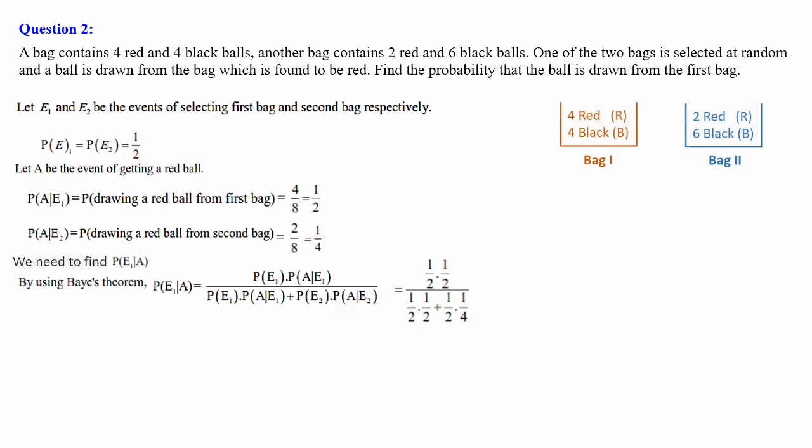P of A given E2 is 1 by 4. A little bit of calculation: 1 into 1 is 1, 2 into 2 is 4. So 1 by 4. Here also 1 by 4 plus 1 by 8. 1 by 4 plus 1 by 8 is equal to, if you take LCM, 8 in the denominator, 2 plus 1, 3. So 3 by 8. Then 1 by 4 divided by 3 by 8; 4 and 8 we can cancel 2 times, the denominator comes to the numerator. So 2 divided by 3 is the required probability.